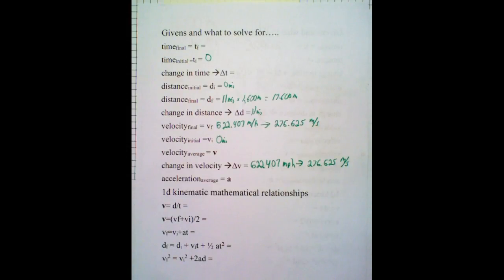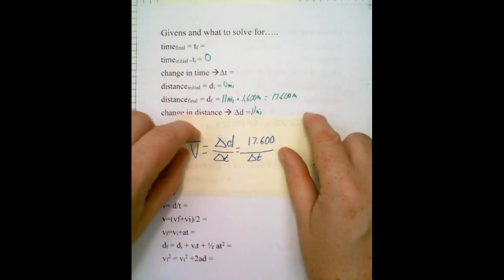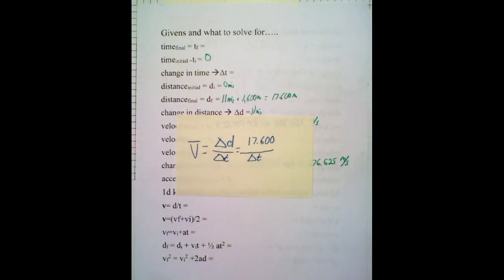So this brings us to this point, and yes, I converted the 11 miles to 17,600 meters off screen. But now we want to know what average velocity is. Well, we can put up the formula for average velocity here. It's kind of cool, except for one problem. I've got two things I don't know. This one's not going to work for me. So let's see what we can do next.